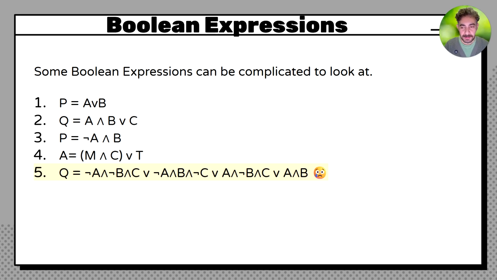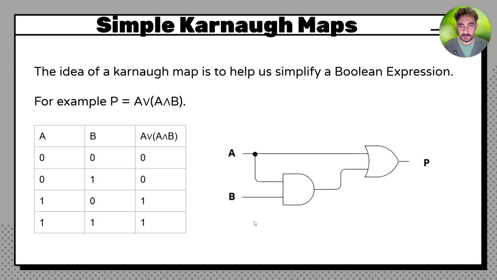eye-watering. Let's try and make that a lot simpler, and let's try and break down how to use Karnaugh maps to simplify equations so that we can possibly reduce the amount of circuit pieces or components required for any logic circuit. So the idea of a Karnaugh map, as we said, is to simplify a Boolean expression. This particular one here, as you can see, there are two components, and the expression is P equals A or A and B. We have our truth table here, but we want to see if we can reduce the components here, and can we have less components to do exactly the same thing.